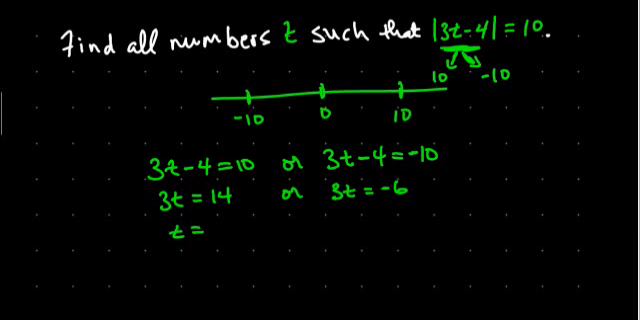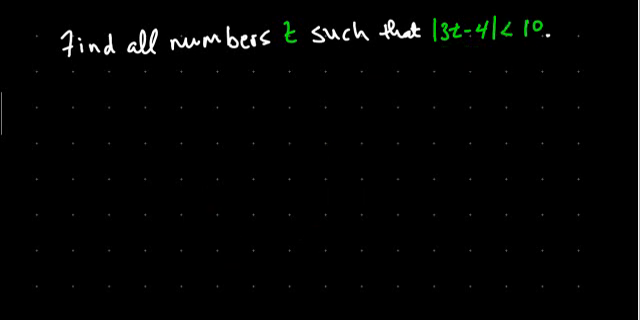T equals 14 thirds. Or, here, divide both sides by 3, t equals negative 2. Okay? So that's when the absolute value equals a number. So again, equals. So we're going to do the same problem and change it just a little bit. Let's look here at number 5. The same problem, but now we have the absolute value of 3t minus 4 is less than 10.